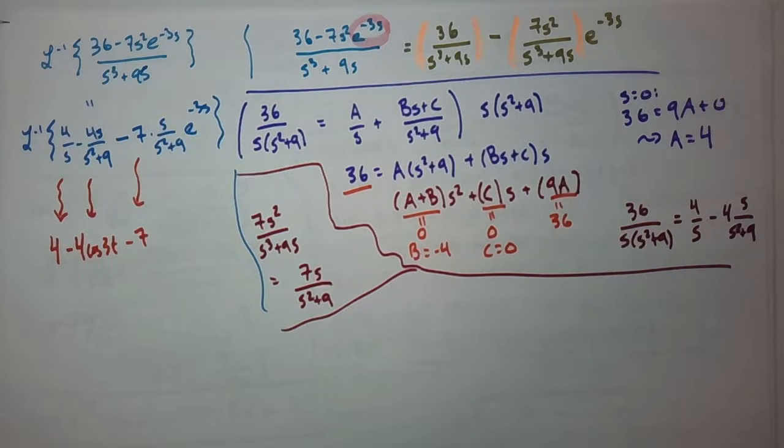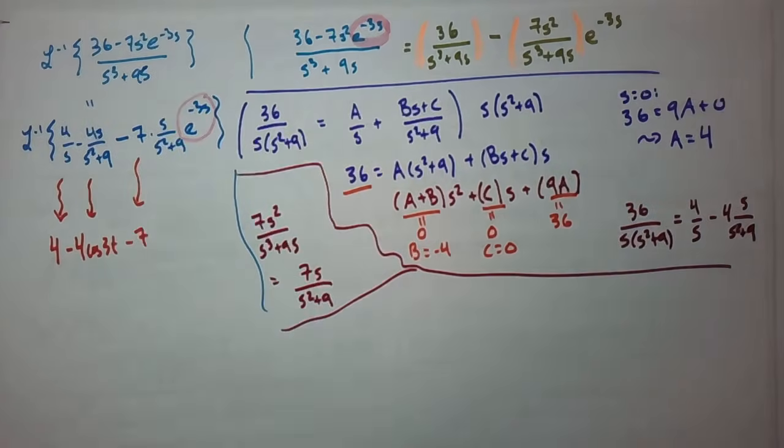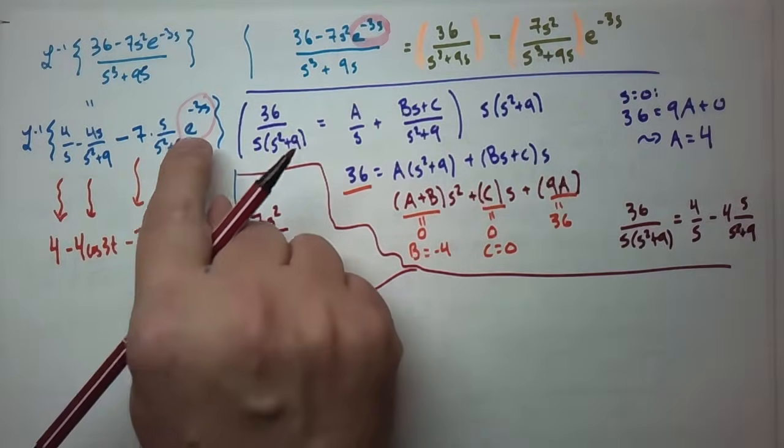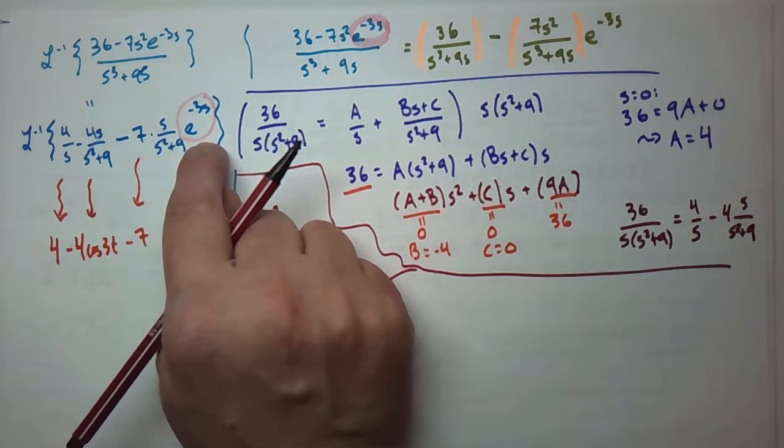And now we come to an interesting thing we haven't yet talked about, which is what to do if you see an e to the minus 3s. We've talked about e to the 3t, but e to the minus 3s. Okay, so when you're doing inverse Laplace and you see an exponential function, what does that signal?